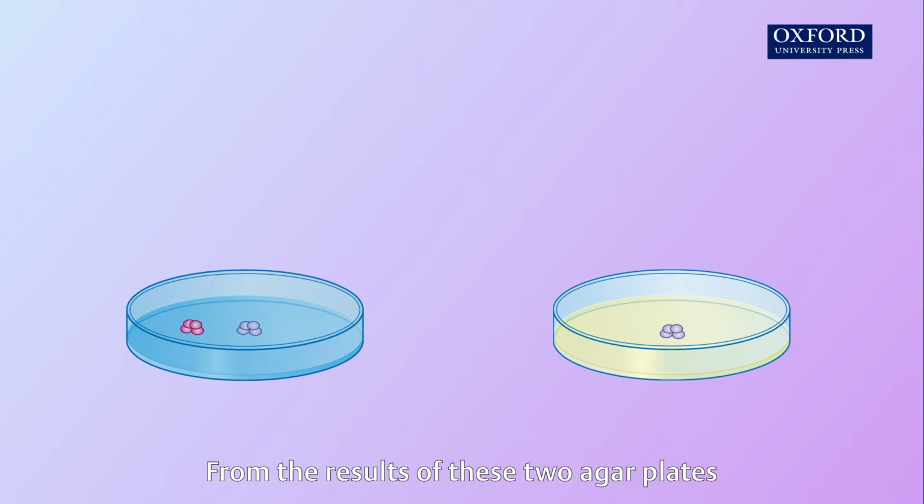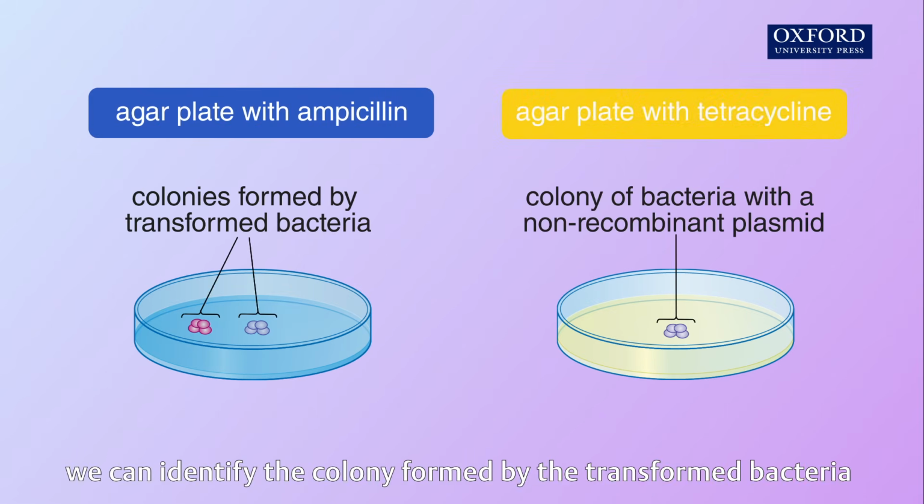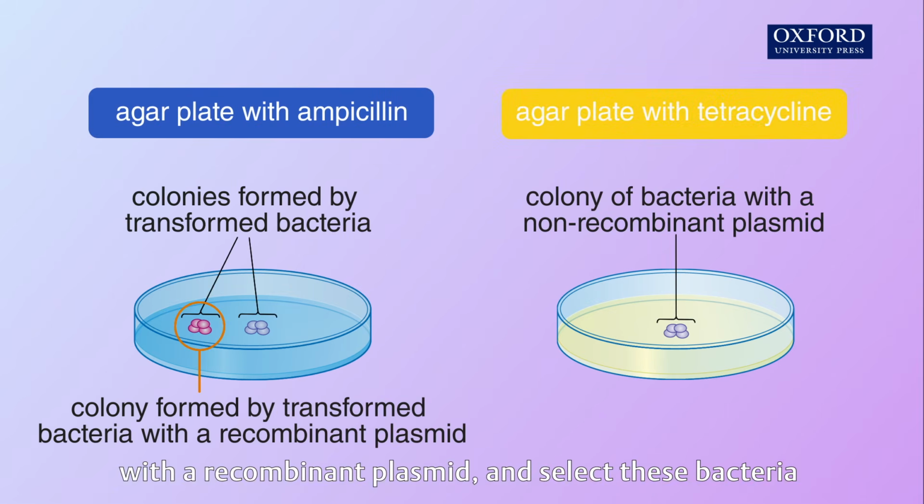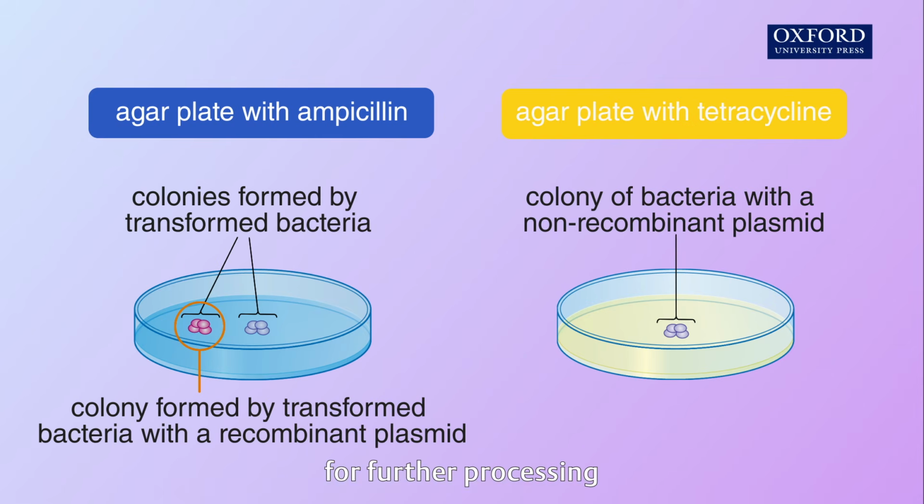From the results of these two agar plates, we can identify the colony formed by the transformed bacteria with a recombinant plasmid, and select these bacteria for further processing.